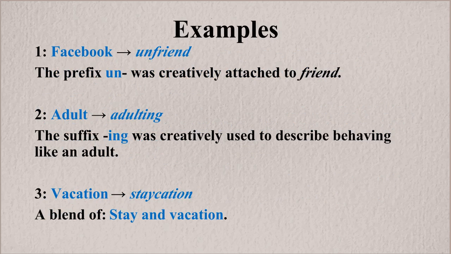Let's take some examples. Facebook is a social media platform which introduced a new word, unfriend. This word is created by attaching a prefix. Now take another word, adult. With the addition of the suffix -ing, a new word is created: adulting. This word is used to describe behaving like an adult. Staycation is a word used excessively these days. This word is created with the blend of stay and vacation.